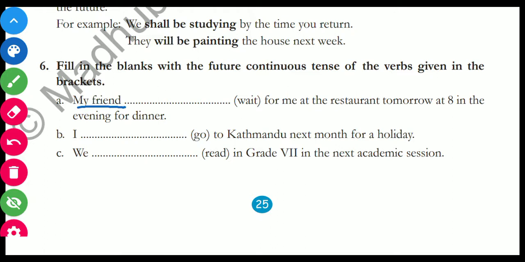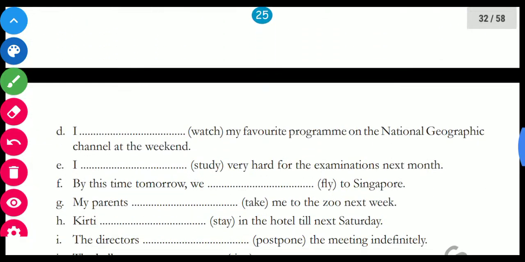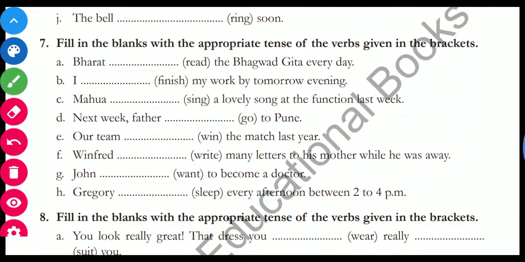Answer will be I will be going to Kathmandu. So you just need to learn the rules, with the help of which you will be able to understand the sentences. Fill the sentences. So rest to be done by you. Now come to seventh exercise. Fill in the blanks with the appropriate tense of the verbs given in the brackets. So we have to fill it according to the sentence.